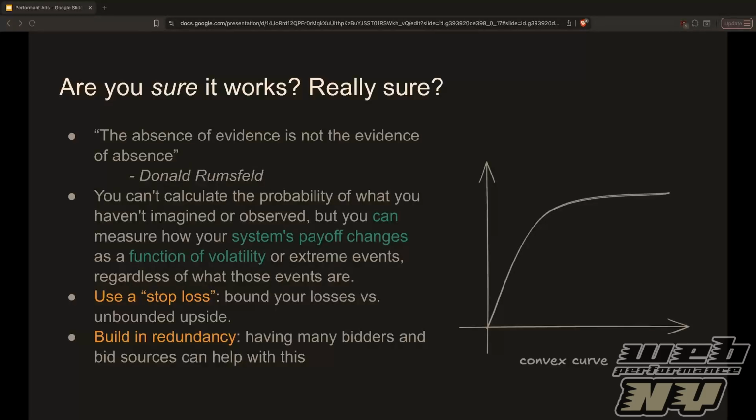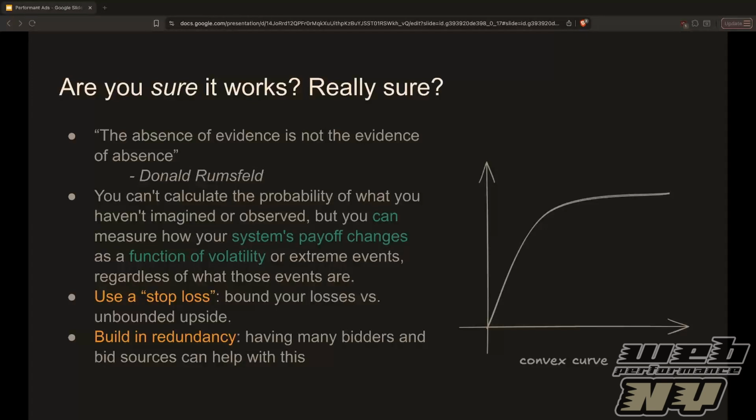But the thing is that you can't calculate the probability of what you haven't imagined or observed. It's by definition an unknown unknown. But what you can measure is, in the event of extreme changes, how your system's payoff changes as a function of that, regardless of what the events are.